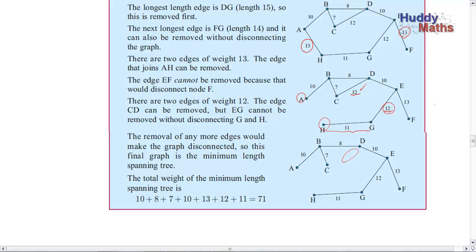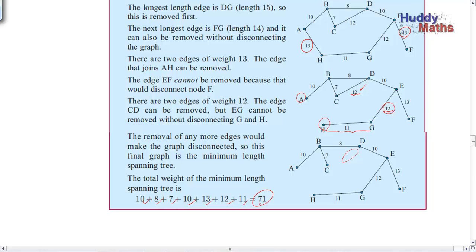Okay, so this is it. So we could add them all up. Here it is, 10, 8, 7, 10, 13, 12, 11. It's 71 metres of pipe work or whatever to make sure all these are connected. Or whatever the things are that the nodes are representing, whether they be towns and this is distances or whatever. Okay, so we don't want to make more roads than what we have to or lay more pipes than what we have to. So this is called a spanning tree now.